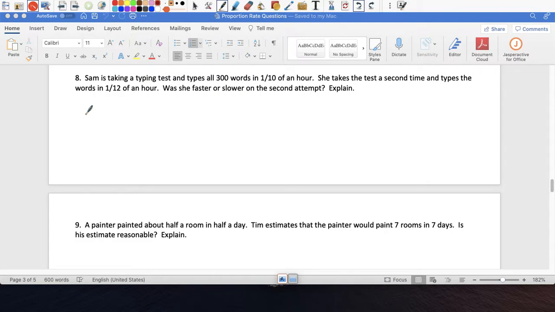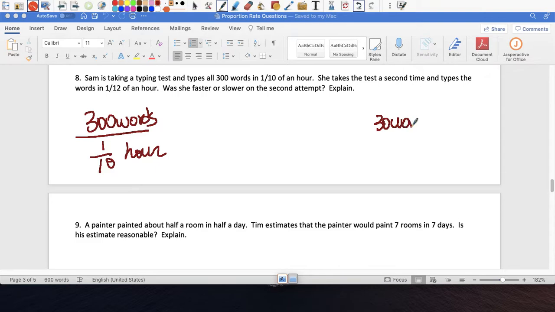The first time she typed 300 words in 1/10 of an hour. And then the second time she typed 300 words in 1/12 of an hour. So was she faster the first time or was she faster the second time? So that's what the question is asking you.